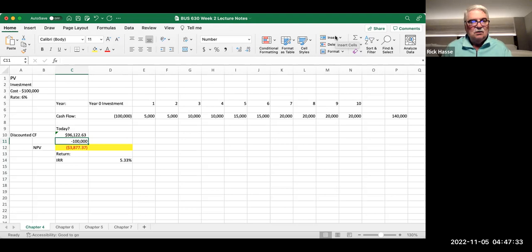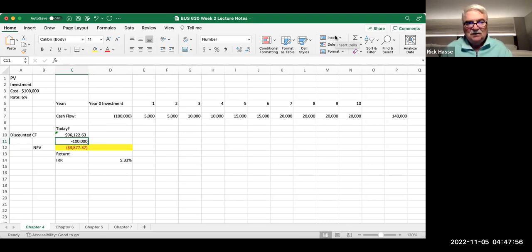Well, with our earlier video this week, we took a look at the time value of money in the case of discounting cash flow into the future. The net present value calculation of a future flow of money and comparing that future flow of cash inflow generated by that investment. In this case, the investment was $100,000.